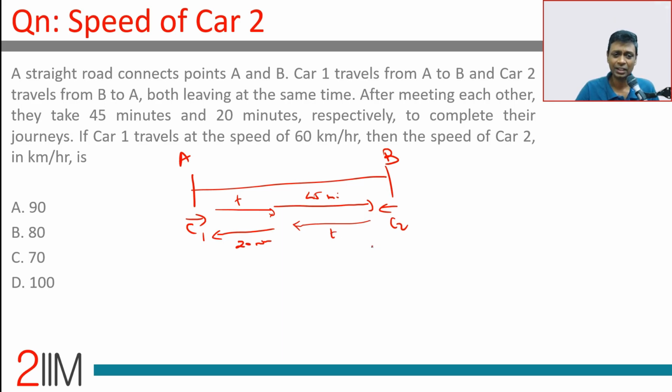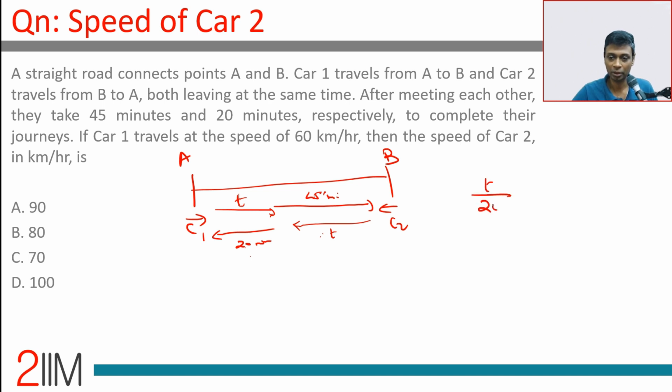Okay. Now, their speeds are constant. So the ratio of their speeds will be the same. The ratio of time taken should be same. If C1 takes t minutes and C2 takes 20 minutes, or C1 takes 45 minutes, C2 takes t minutes, this by this should be equal to this by this. The distances are not the same. The ratio of time taken to cover the same distance will be the same. This time by this time should be equal to this time by this time.